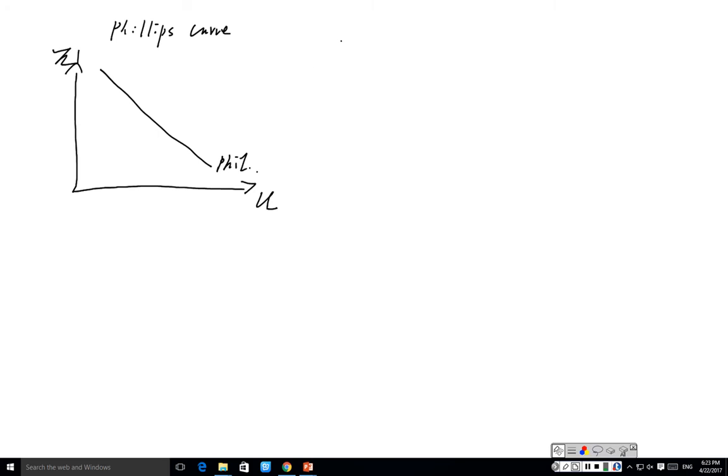Let's write out this. So if unemployment rate U goes up, according to the Phillips curve we learned previously, inflation rate dropped. So that's a Phillips curve.